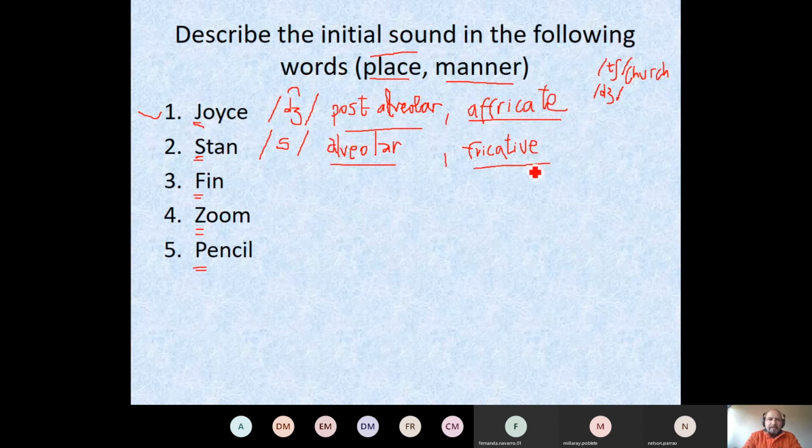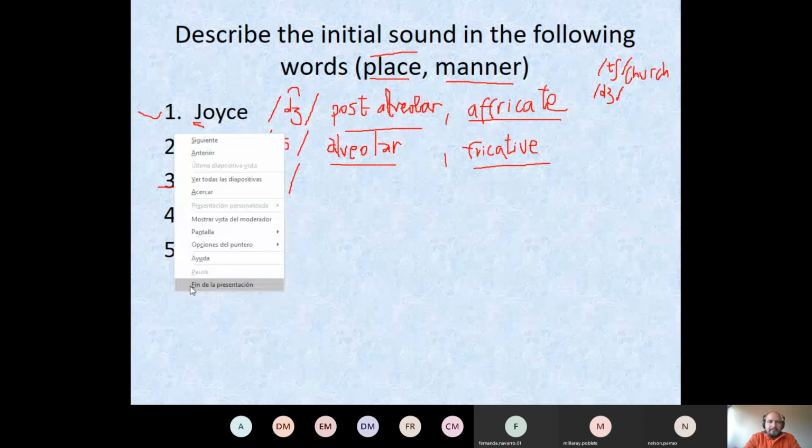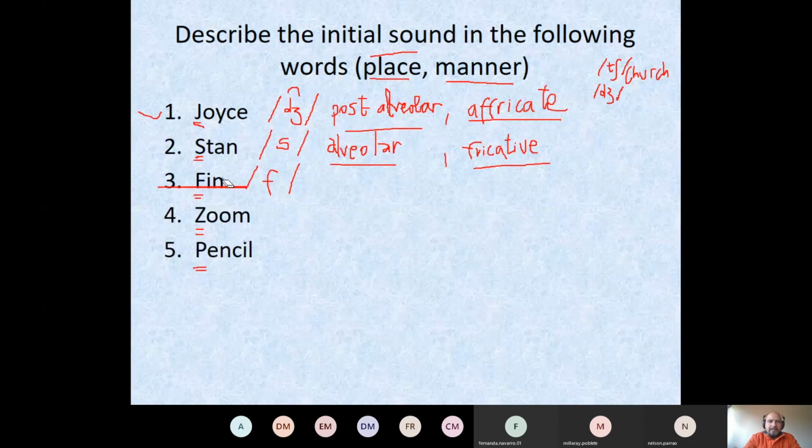In this case, where is the tongue? What is the tongue doing? What's the place of articulation? Labiodental. Exactly. Perfect. It's a labiodental sound. And in terms of manner, fricative. Perfect, fricative.